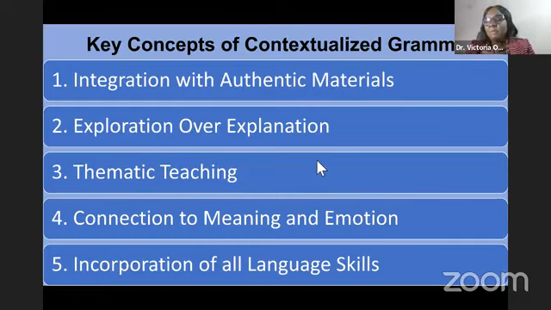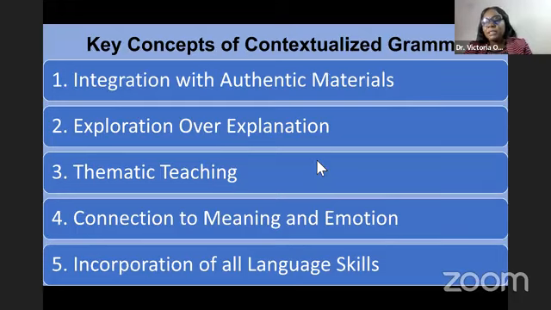There are some concepts that help us to properly contextualize grammar. I'll talk about 5 of them. So one of them has to do with integrating the grammatical rules with authentic materials.